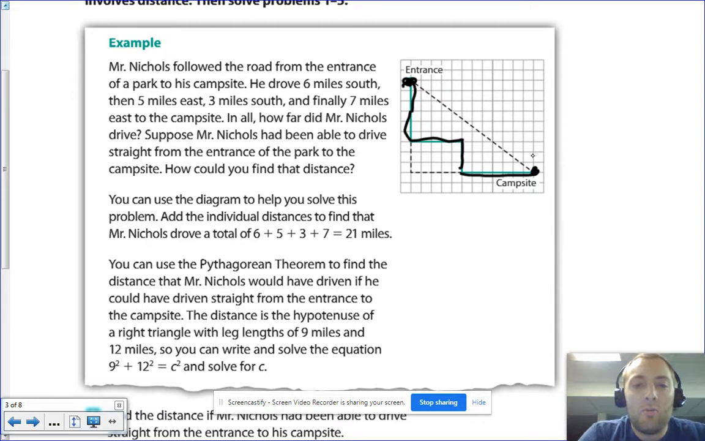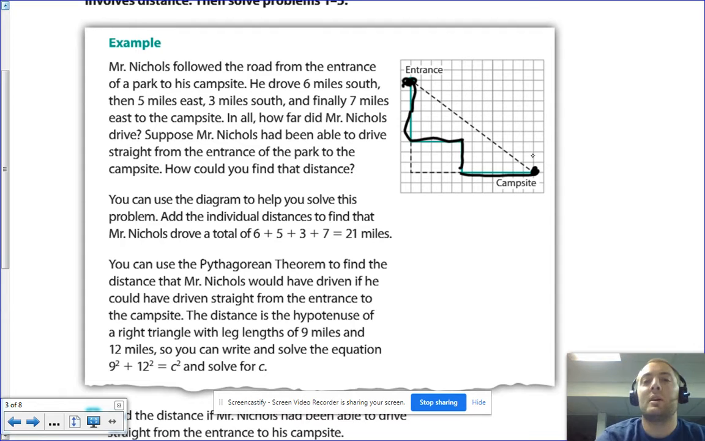And in all, how far did Mr. Nichols drive? Suppose Mr. Nichols had been able to drive straight from the entrance to the park to the campsite without having to go south and east. How could you find that distance? So it says you can use the diagram to help you solve the first part of it. Add the individual distances to find Mr. Nichols' total number of miles.